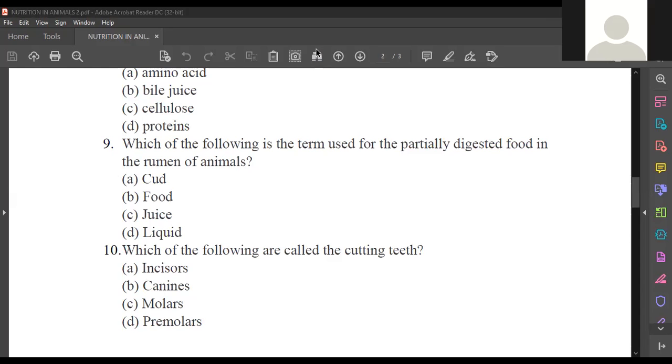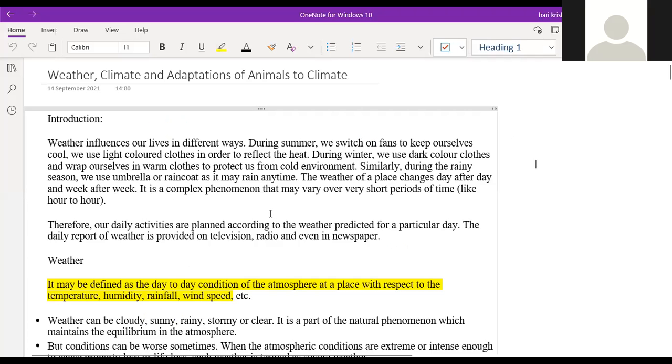So last class we started with the weather, climate, adaptation of animals to climate. And we said weather means what? It is the day-to-day condition of an atmosphere at a particular place with respect to the elements of the weather. Here we have given only the major elements, like temperature, humidity, rainfall, wind speed. But minor elements will also be there.